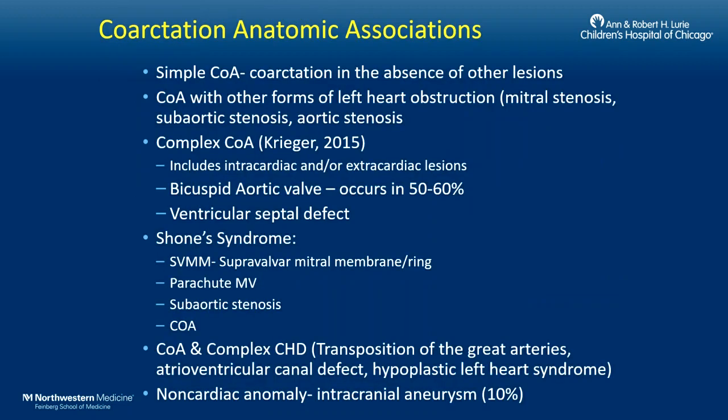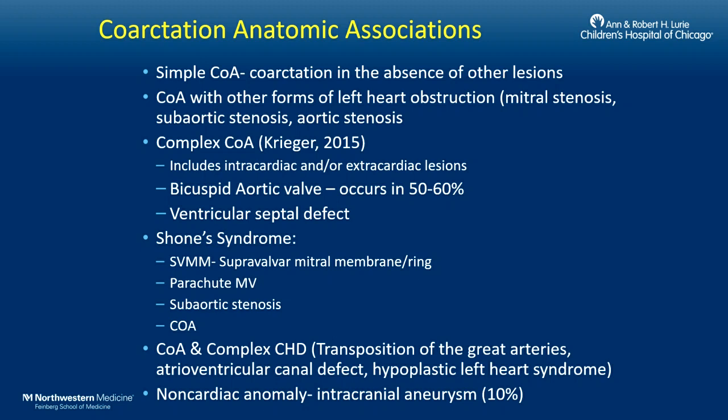It could be simple, just isolated coarctation, or it could be associated with other forms of left-heart obstruction: mitral stenosis, subaortic stenosis, aortic stenosis. It's been described as including a bicuspid aortic valve, or VSD, and other intracardiac lesions. It's been described as Shone's complex, with items listed on this slide. It can be part of other congenital heart defects like transposition, AV canal, hypoplastic left heart, and also it can be associated with other non-cardiac anomalies like intracranial aneurysms.